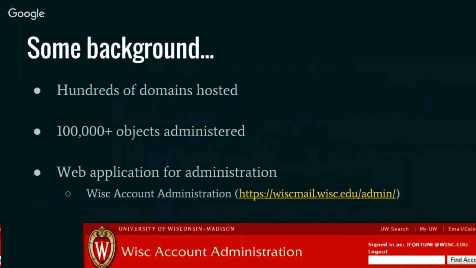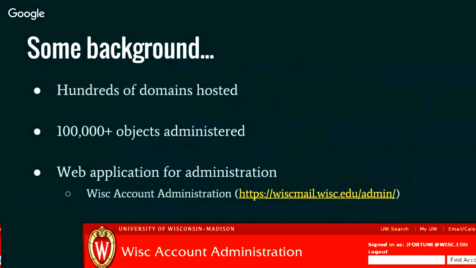So for some background, we currently host hundreds of domains. I think the number is somewhere over 300 at this point. And in all those domains, we have over 100,000 objects. That includes net IDs and service accounts and resources, domains, amongst other things. Then you're probably familiar with the WISC account administration site, which the header is displayed there. It's what we have provided in the past for domain administrators to administer their domains and their users.